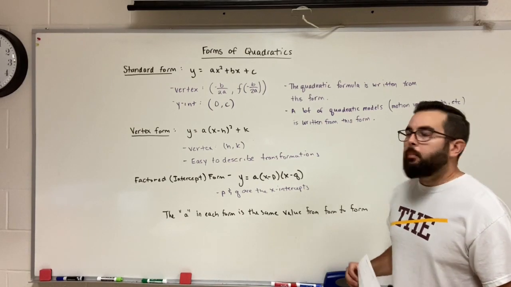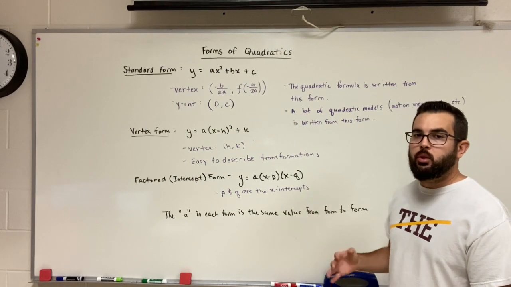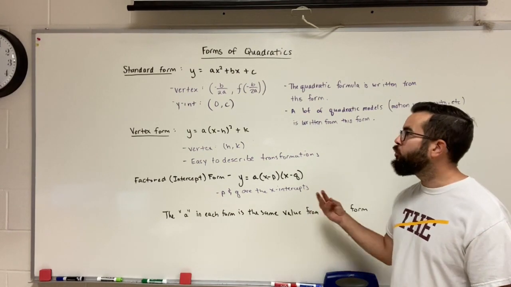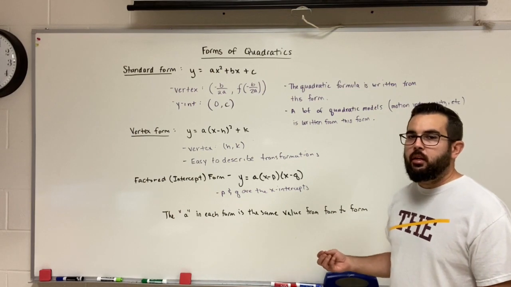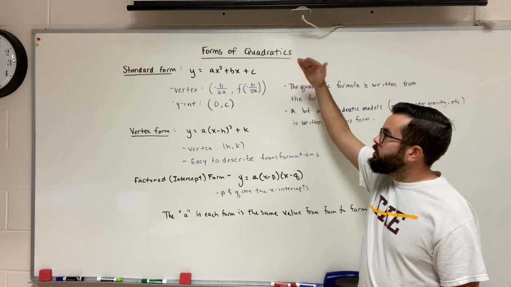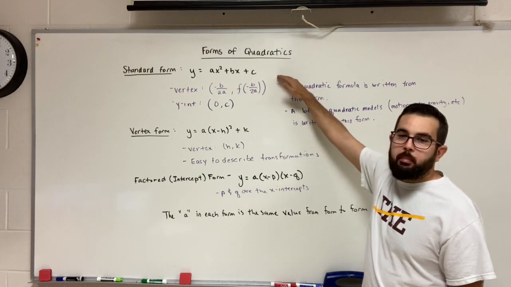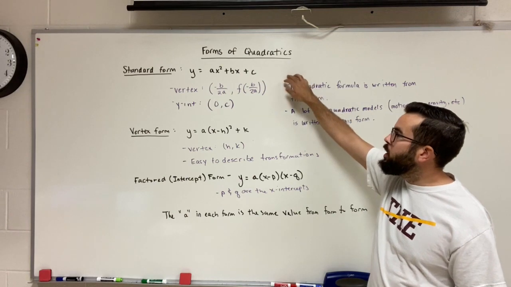So today we're talking about the different forms of a quadratic, and we're going to talk about switching between those forms. All right, because each form has its advantages and disadvantages. So we'll start with standard form. Standard form is y equals ax squared plus bx plus c. That should look familiar. We've been working in that form quite a bit.